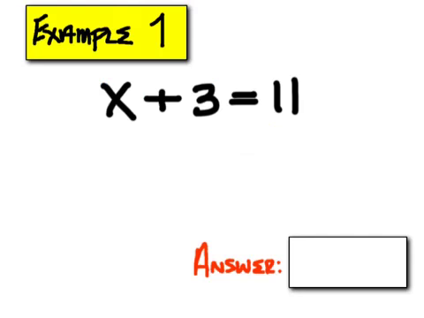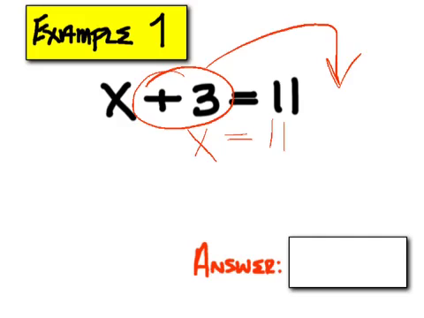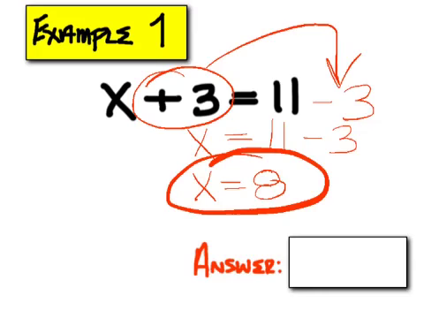Example number 1. Leave your x on the left and the number that's on the right, keep it there. But whatever is with the x by addition or subtraction must be moved to this side, and you do the opposite, which in this case would be minus 3 instead of plus 3. So 11 minus 3 is 8. That would be your final answer.